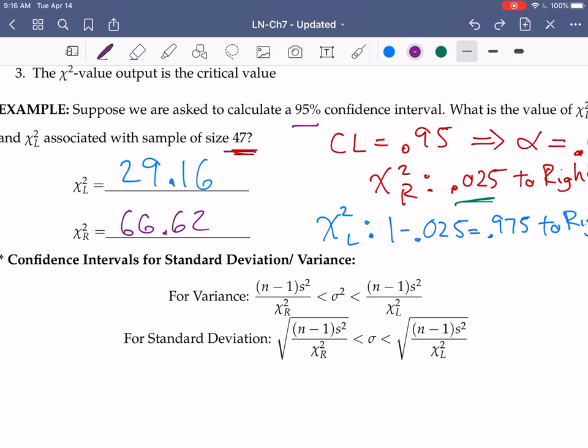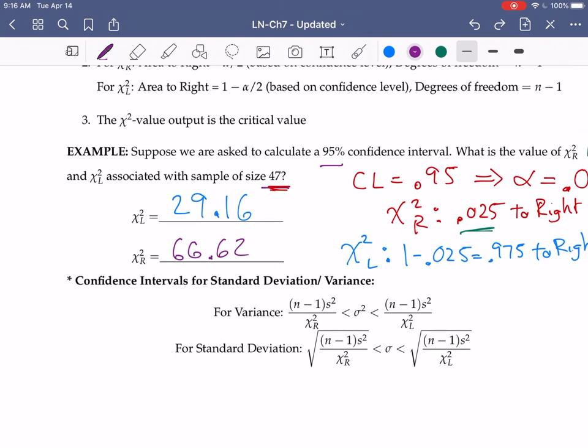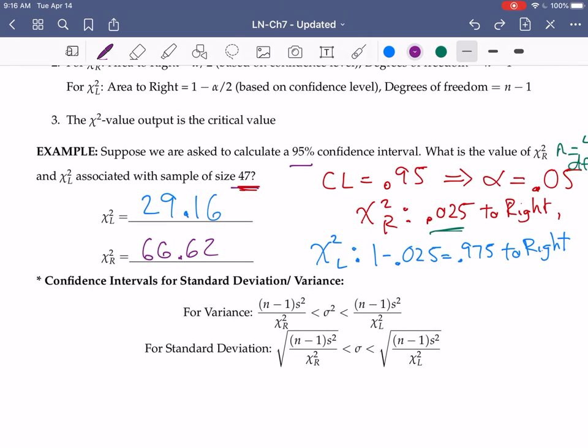So in the next video, we'll look at an example of this, and we'll walk through that using StatDisk and come up with a confidence interval for a standard deviation or a variance.